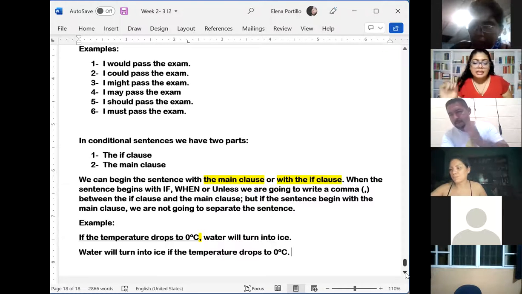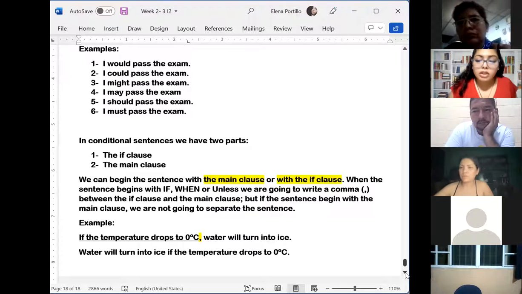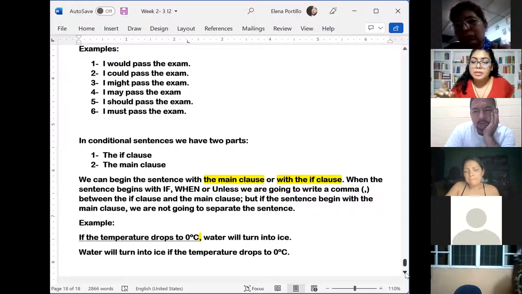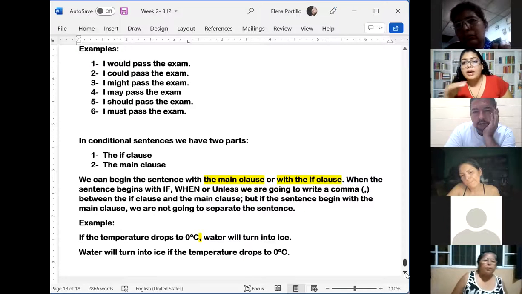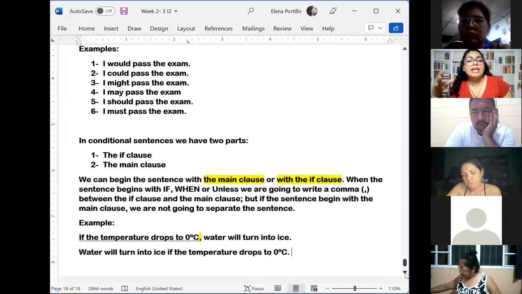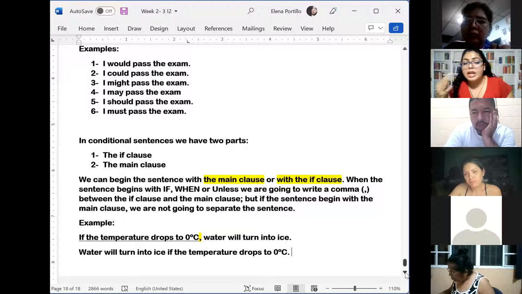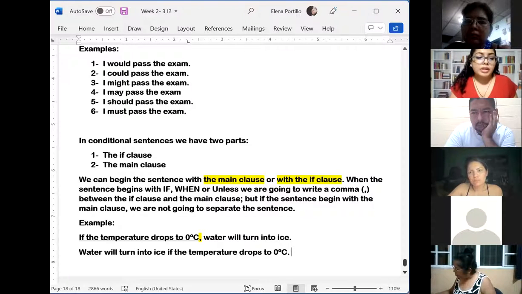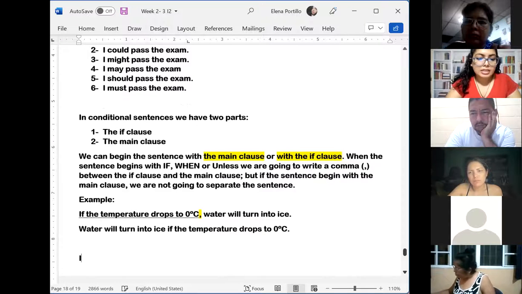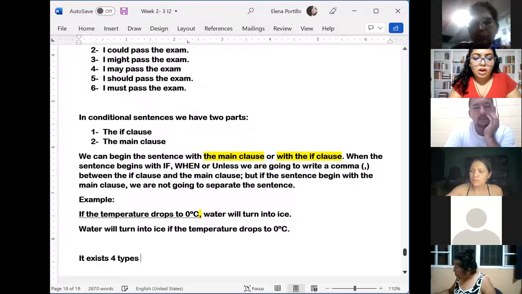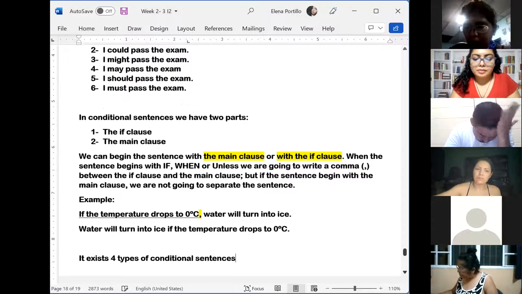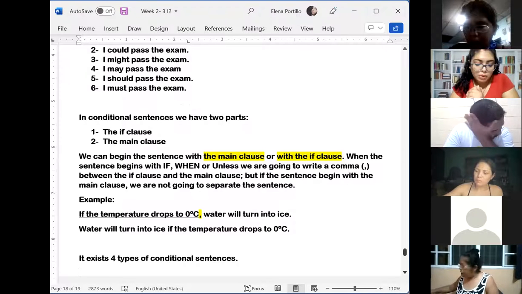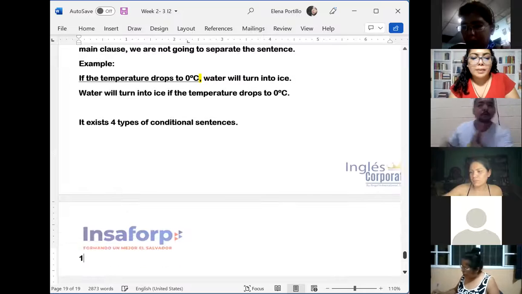And it says that there exist four types of conditional sentences, four types. In the first part of this topic, I was saying that we are going to use just three. But in this part, we are going to see the number four. So it says that there exist four types of conditional sentences. And we are going to begin with the zero conditional, that is the number one.